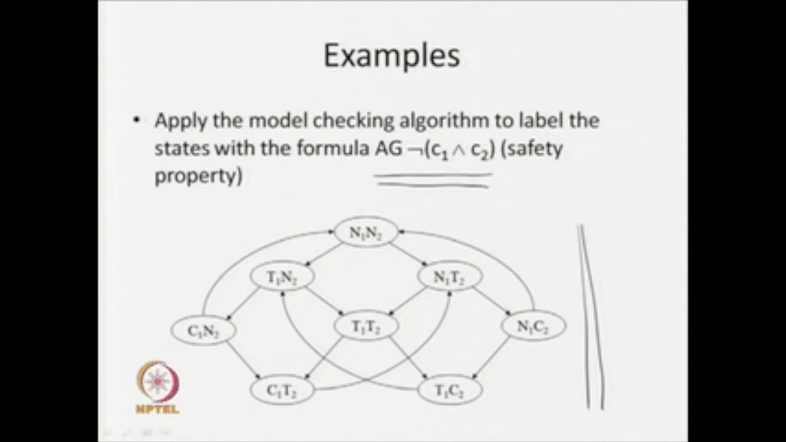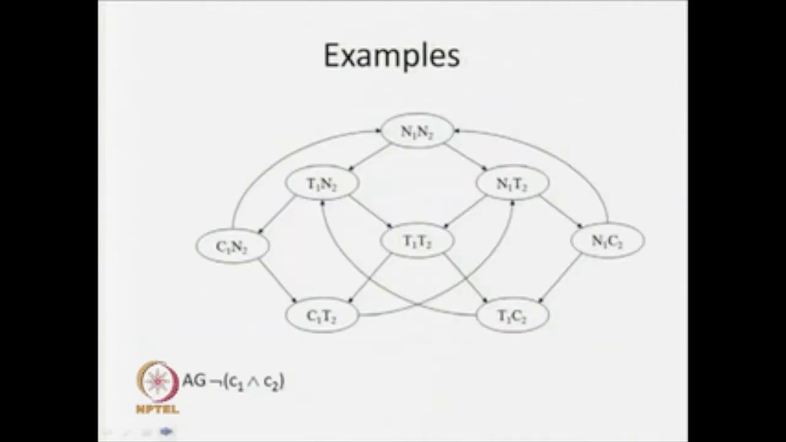So, both of C1 and C2 need not be true simultaneously. C1 basically says that process P1 is in its critical section, and C2 says that process P2 is in its critical section. So, now my safety property in CTL is AG not of (C1 and C2). Okay. So, this is what we now have in our hand.